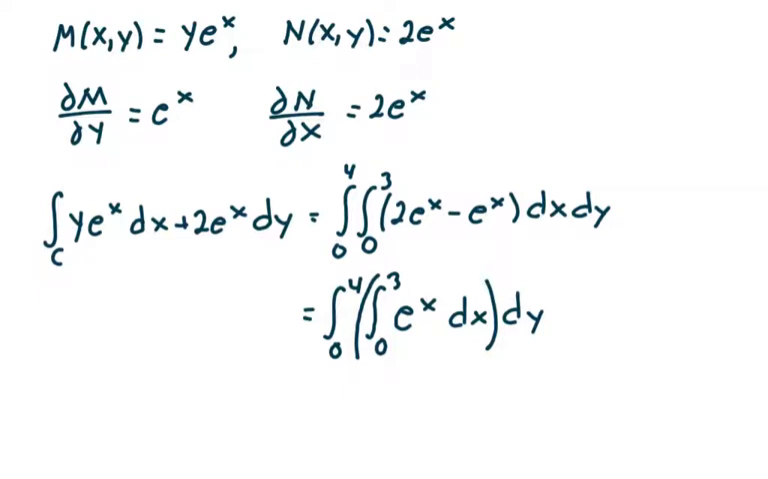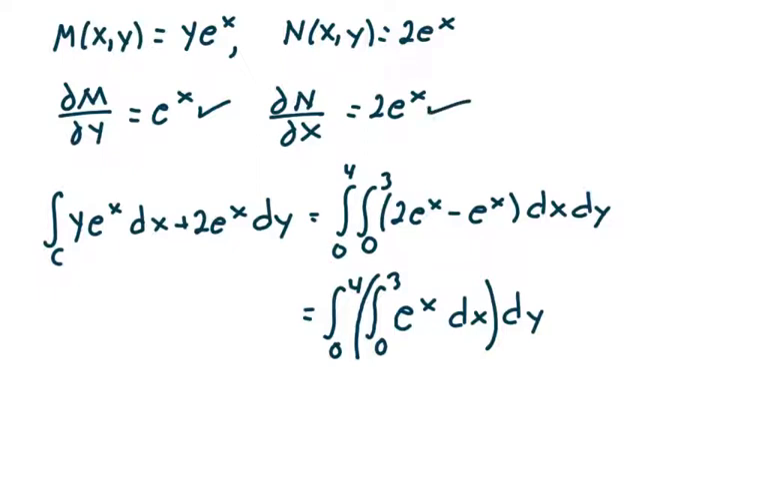The partial of M with respect to y is e to the x, right? Because x is constant, and the derivative of y with respect to y is 1. N of x,y is 2e to the x. Again, the partial of N with respect to x is 2e to the x.